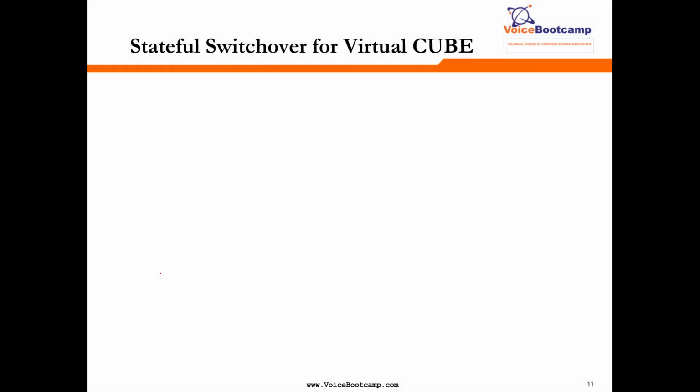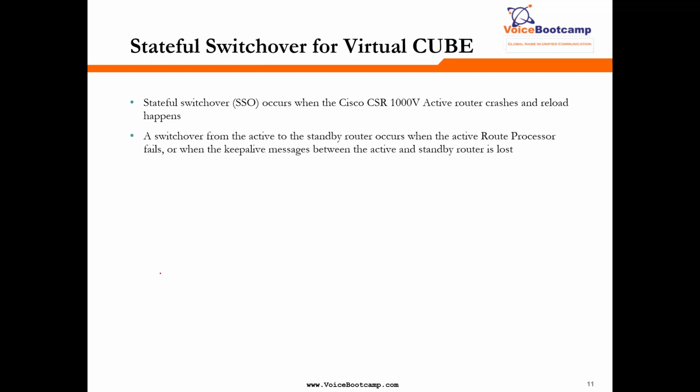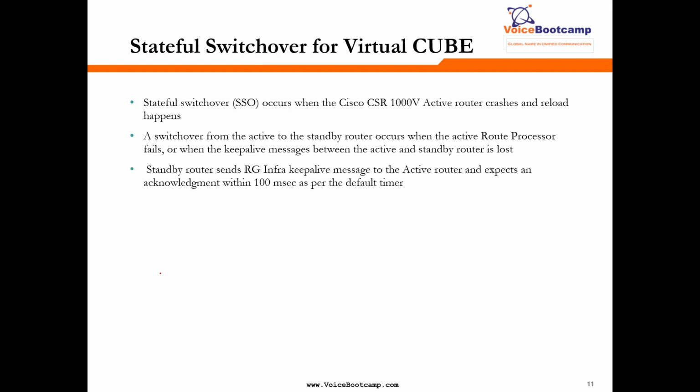Now the stateful switchover for the virtual machine occurs when the active router crashes or reloads. The switchover from active to standby router will occur when the active router processor fails or when keepalive messages between the active and standby router are lost. So of course, when the router crashes or reloads, the standby will take over right away. But if the keepalive messages between the standby and active router are lost, then of course the standby router will take the active role.